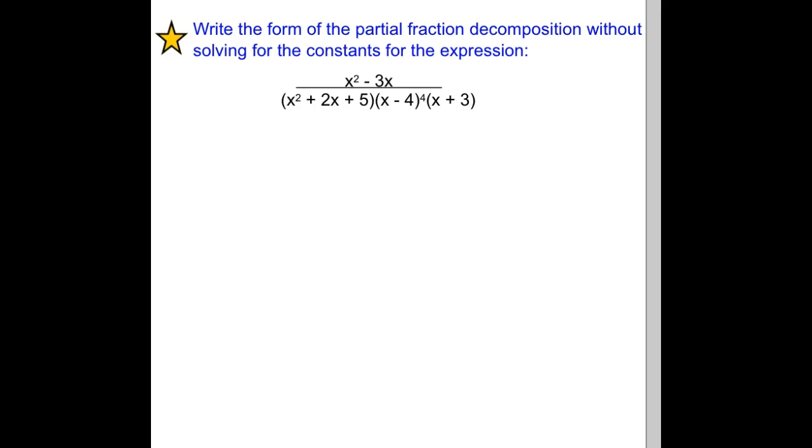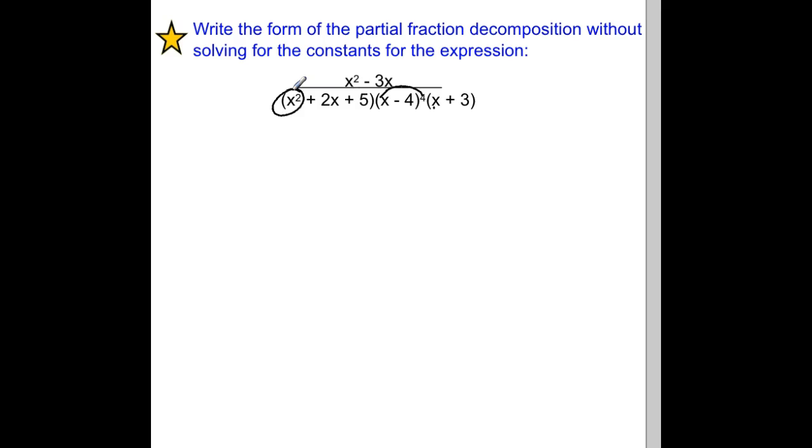Okay, I did have a couple groups as I was walking around ask, do we have to divide on this one first, like we did on the previous example? The answer is no, because if you multiplied all those factors in the bottom out, you have x squared, you're going to have an x to the 4th, right? And you're going to have an x. That means you're going to have an x to the 7th as your highest power, which is bigger than the top, so you're okay. You don't have to do any division.